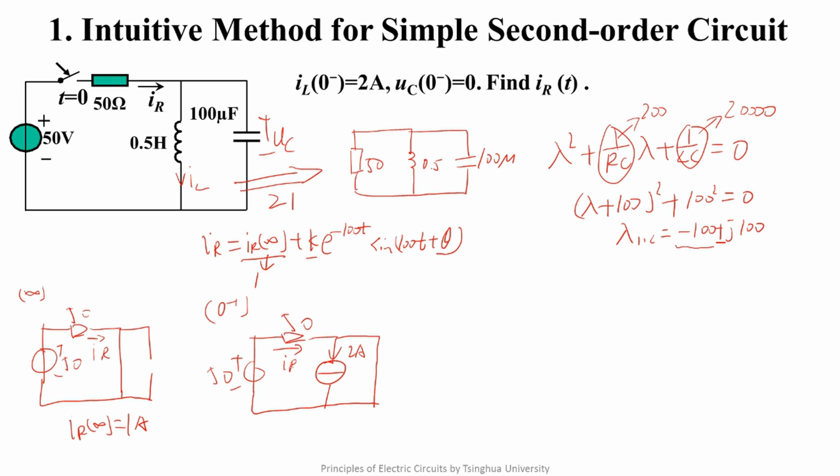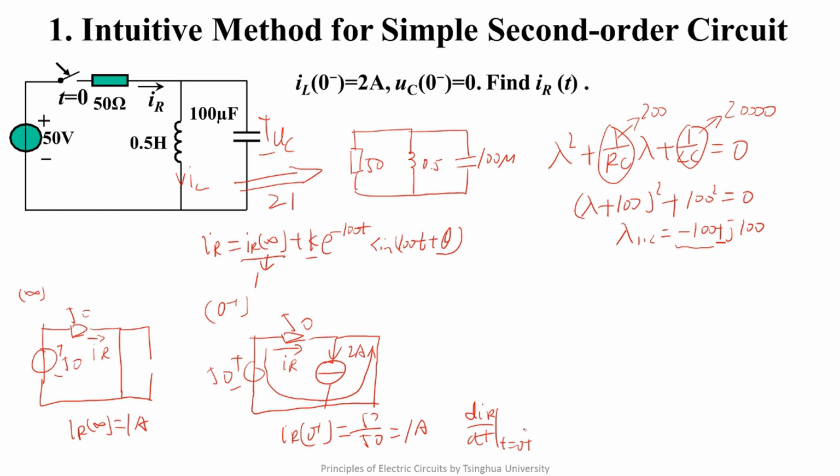So we want to find IR in the circuit. Obviously, we need to use KVL in such a loop. Therefore, IR(0+) equals 50 over 50 equals 1 ampere. In addition to IR(0+), we also need to find dIR/dt at t equals 0 plus.